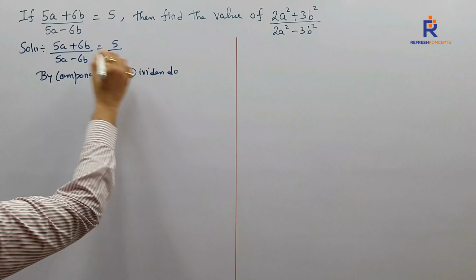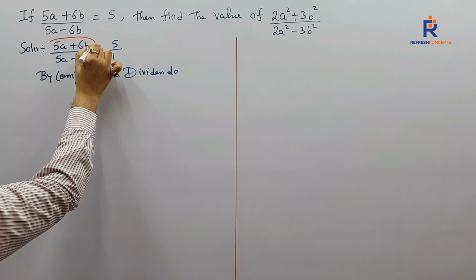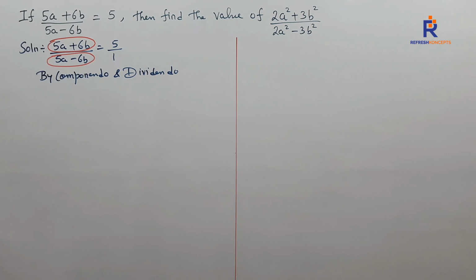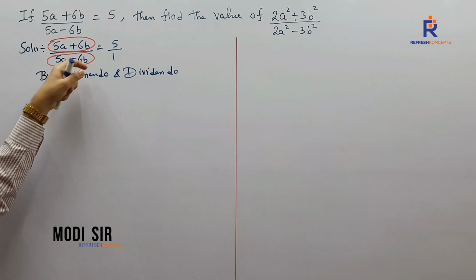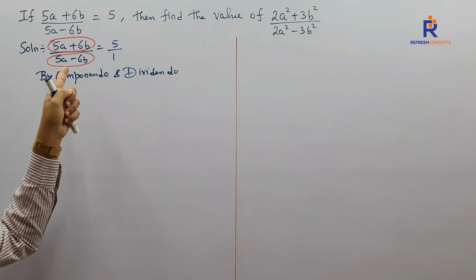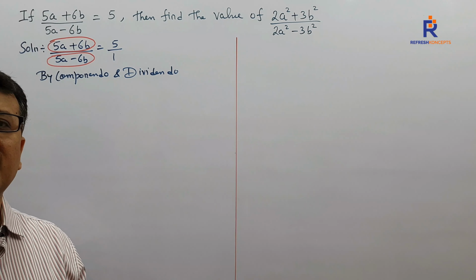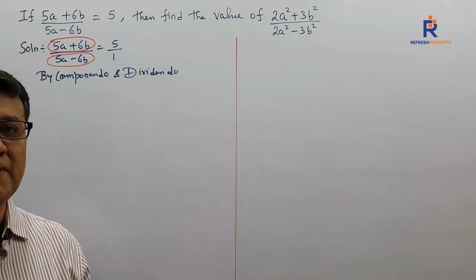Now you might be wondering that, sir, there are two terms. I shall tell you one simple thing. Take the entire numerator as p and the entire denominator as q. What if I apply componendo dividendo to p by q? I shall get p plus q upon p minus q.